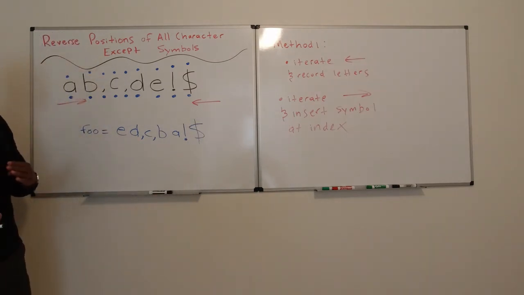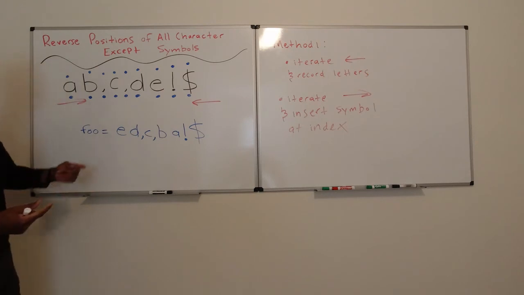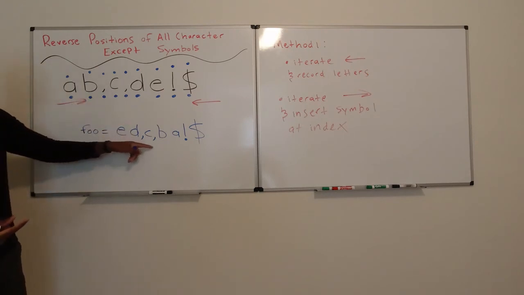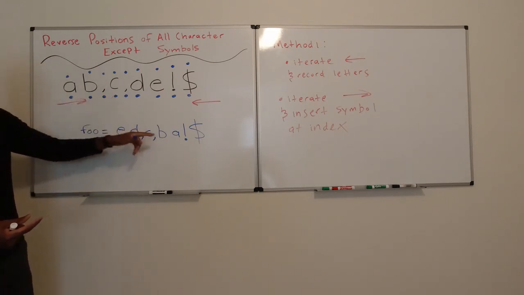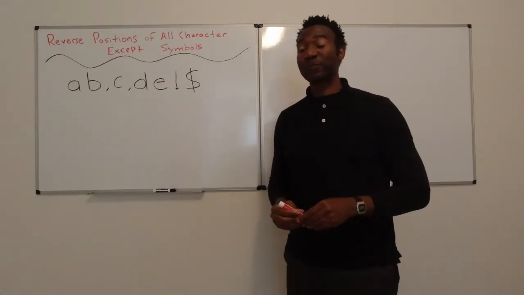And as you see, we've met the requirements. We have the letters being reversed in order, and then also we have the symbols in exactly the same positions here as they are here. Let's discuss method 2.